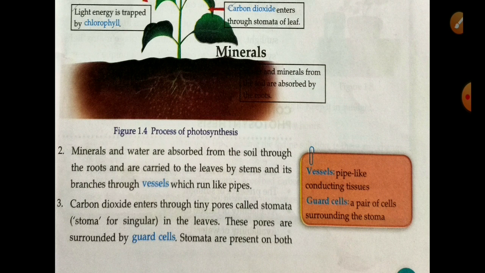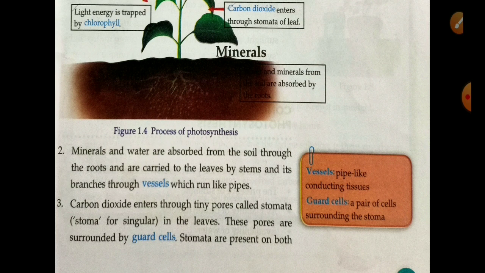After that, carbon dioxide is present in the air. That carbon dioxide will move inside the stomata. Stomata are present on the upper side and the underside of the leaf. Mostly stomata are present on the underside, and some are present on the upper side. Stomata are tiny pores, or holes, on the leaf surface.